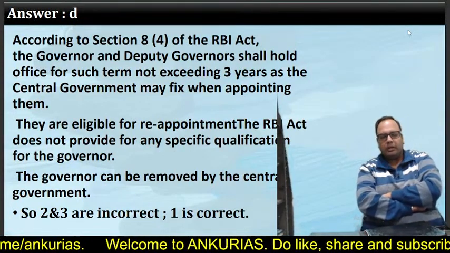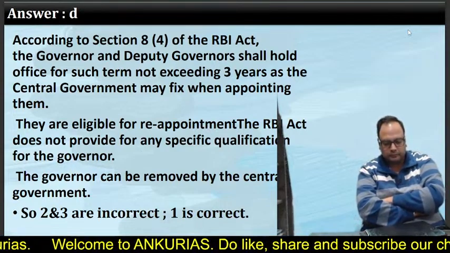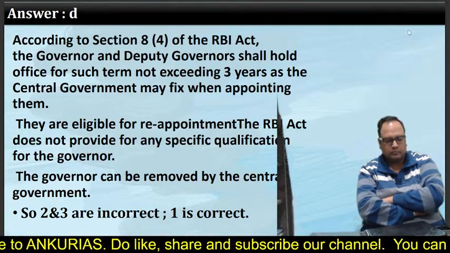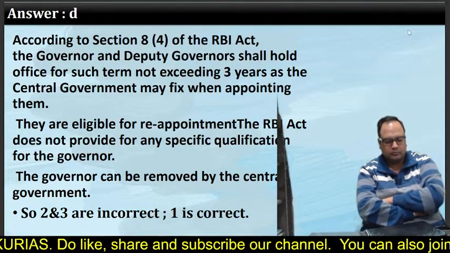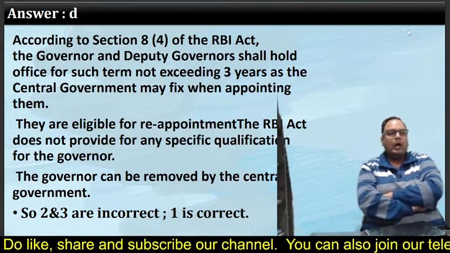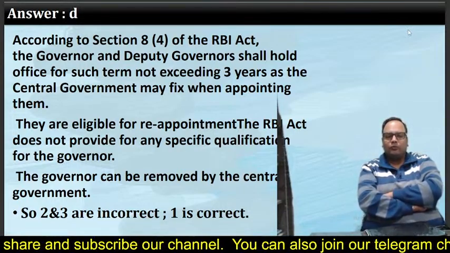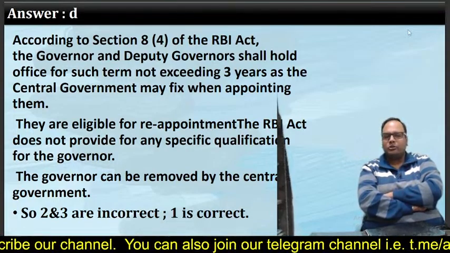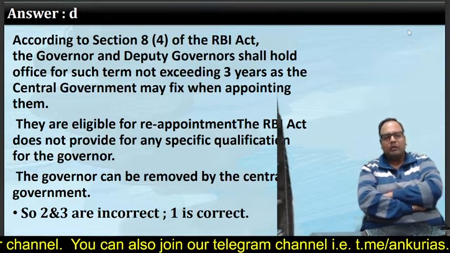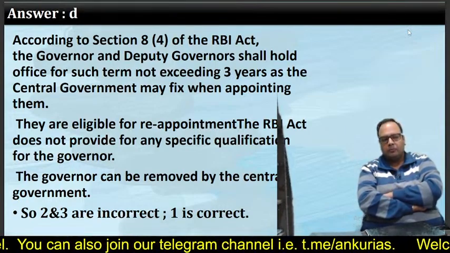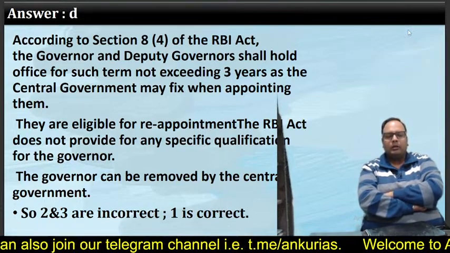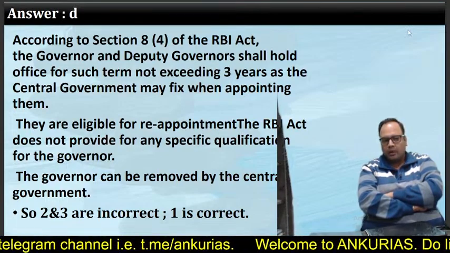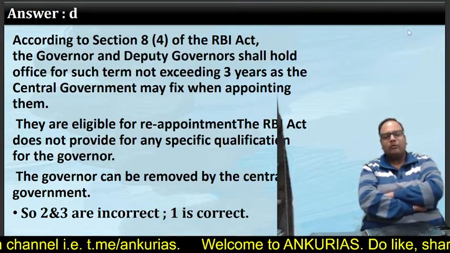Right answer is D. 2 and 3 are incorrect. According to Section 8, Clause 4 of the RBI Act, the governor and deputy governor shall hold the office for such term not exceeding 3 years as the central government may fix. They are eligible for reappointment. The RBI Act does not provide for any specific qualification for the governor. The governor can be removed by the central government.